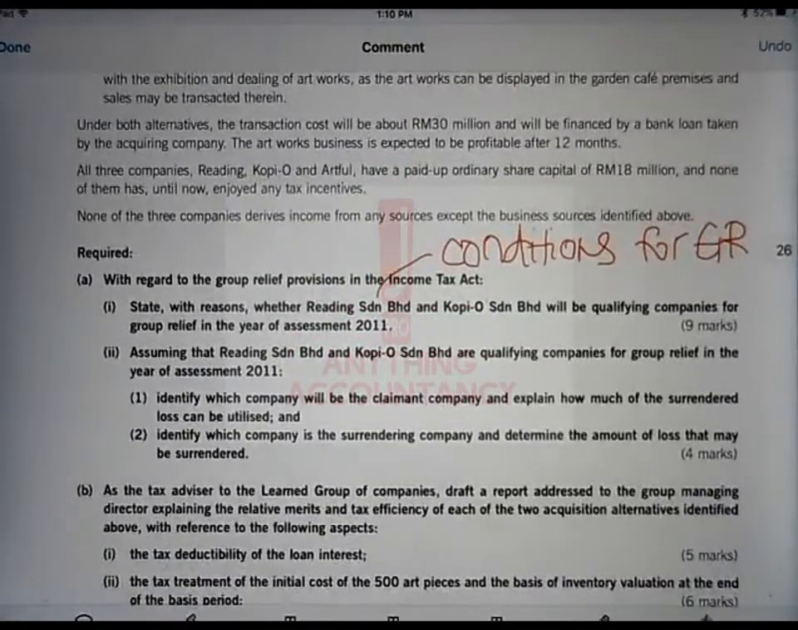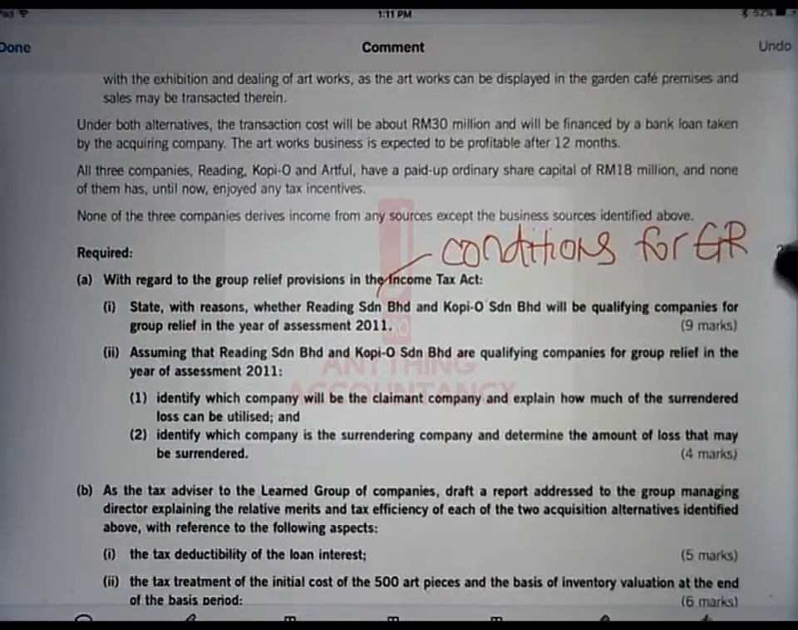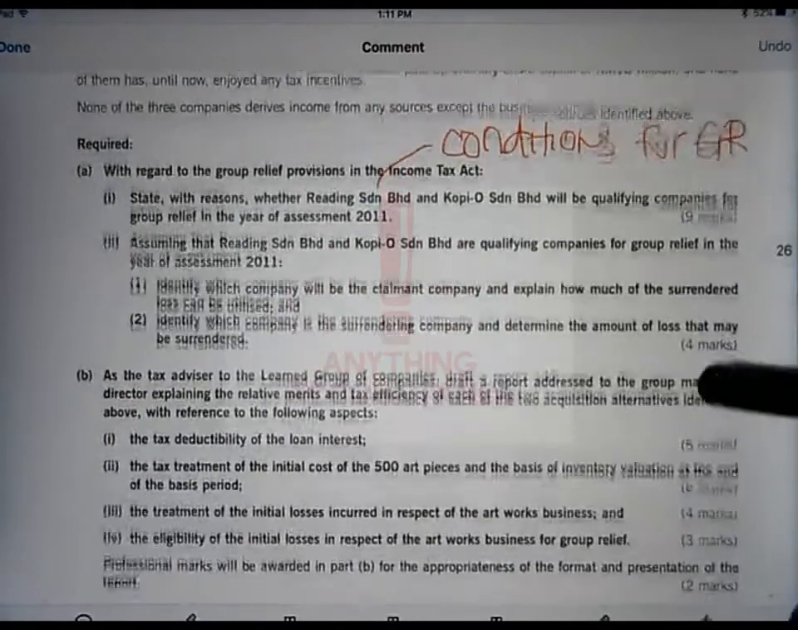Assuming Reading and Kopi are qualifying companies for group relief in year of assessment 2011, identify which company will be claimant company, explain how much of the surrendered loss can be utilized, identify which company is surrendering company, determine how much of the loss that may be surrendered. Are you clear now? Are you looking at the question, page 24? Okay. So that's about the idea of claimant company and surrendering company. It's 4 marks only. Okay.